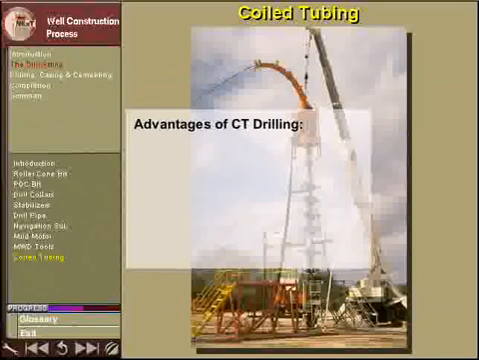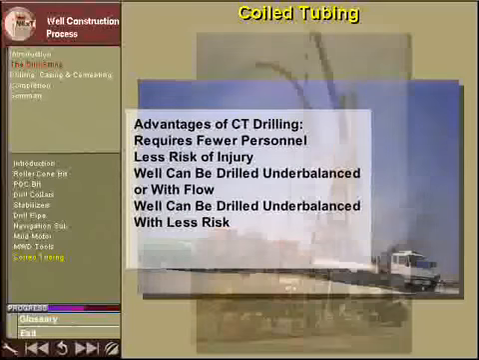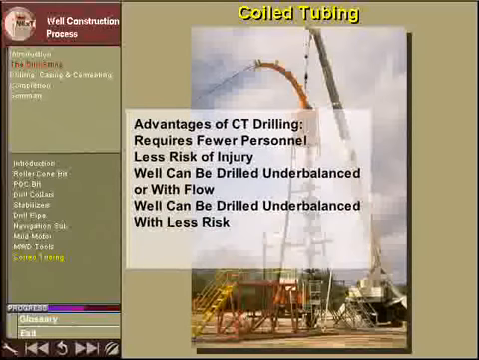Coiled tubing drilling, or CTD techniques, have many advantages over conventional drilling operations. First, coiled tubing drilling requires less personnel on board the rig. The decrease in pipe size and weight reduces the risk of personnel injury. Drilling underbalanced is generally considered safer using CT than drilling underbalanced with a conventional rig.